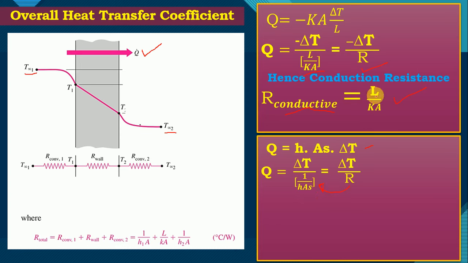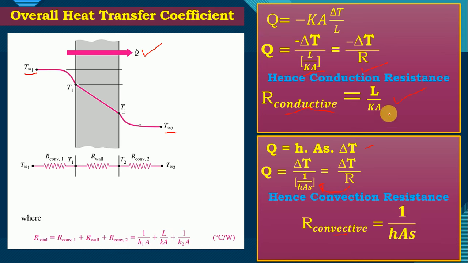R is a resistance. Whatever we have done here, the same procedure we are doing here. That R is a resistance, and which resistance? That is convective resistance. Here we can write that the convective resistance is 1 upon hAs. So now we have two equations. One is the conductive resistance. Conductive resistance is L upon K, whereas the convective resistance is 1 upon hAs.